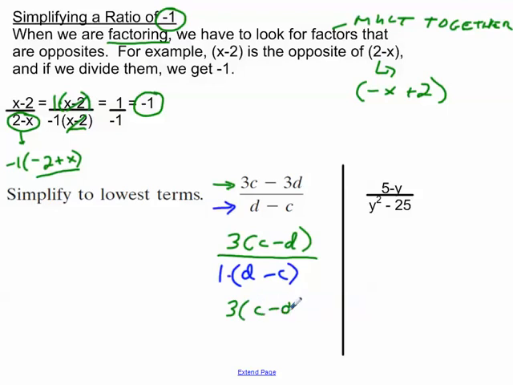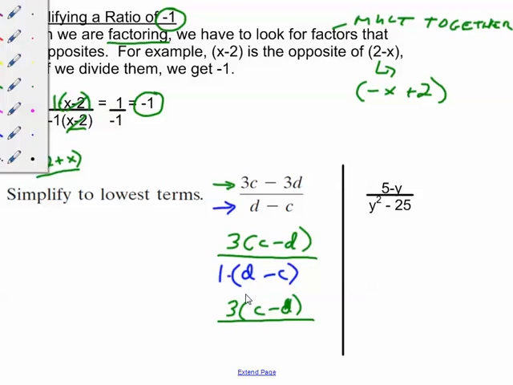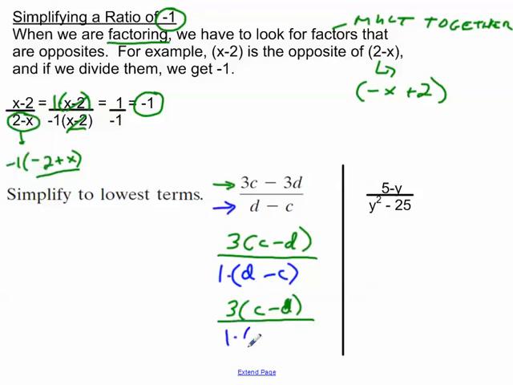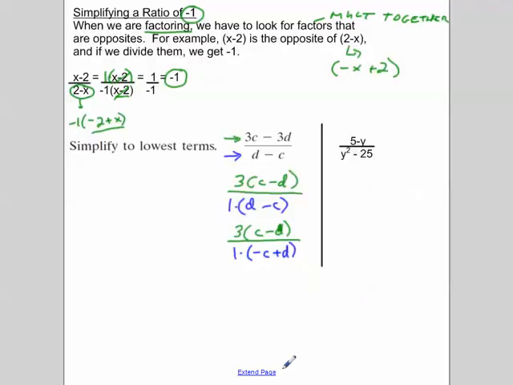Here's 3 times c minus d. And there's our denominator. We're going to kind of redefine this as 1 times d minus c. We're going to call it 1 times negative c plus d, because all we're doing is rewriting that blue denominator here as negative c plus d. Let's see if I can extend my page. There we go. We've got some more room here.